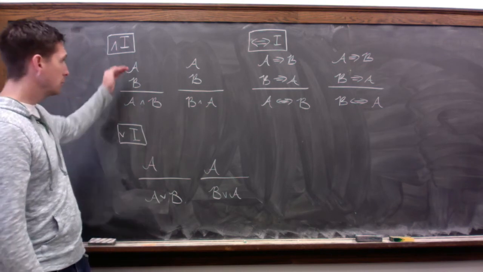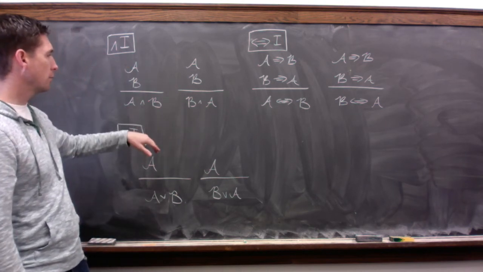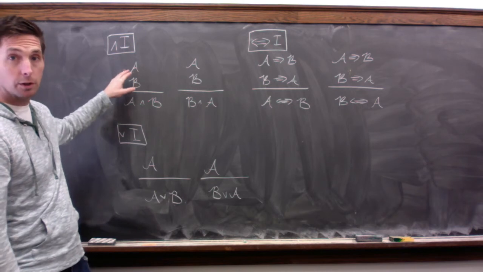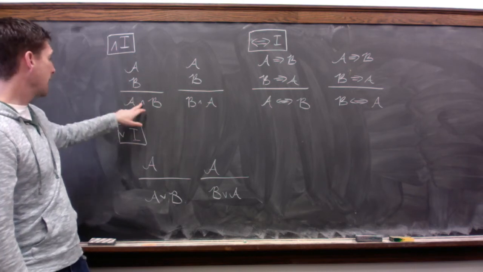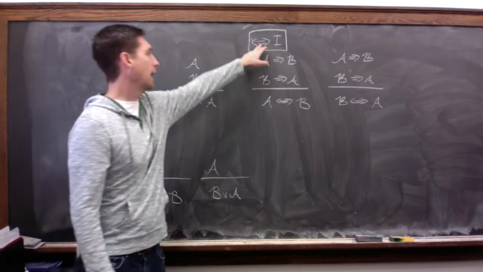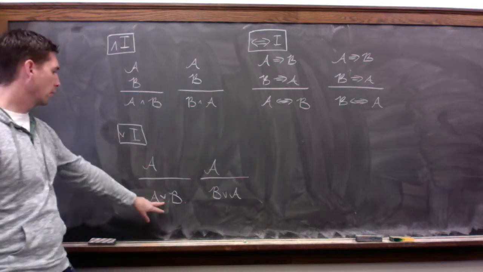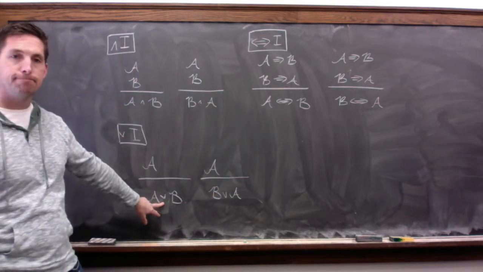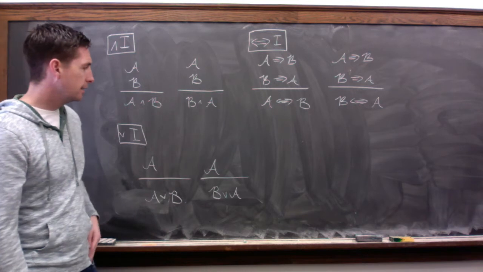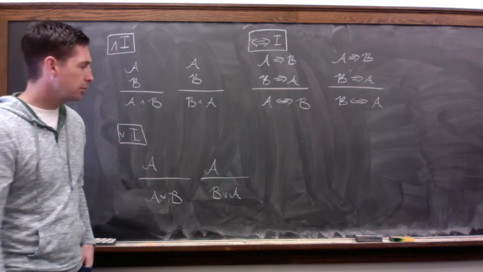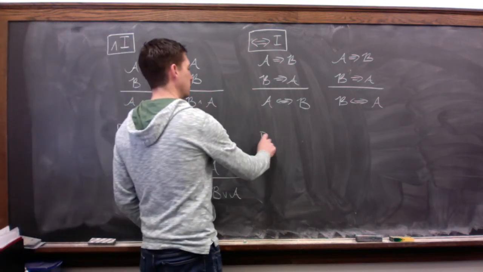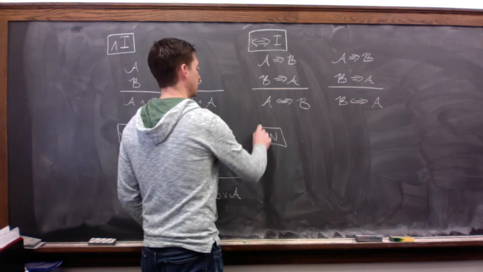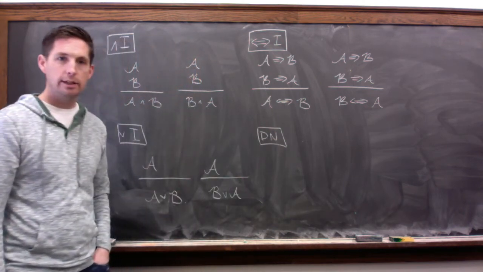So here's our three in rules. Again, they tell us how to introduce into our formula, into our proof or our derivation, either an AND formula, a biconditional formula, or an OR formula. The last rule we need is one that I gestured at in previous videos, and that's called double negation, or DN. And this works exactly how you'd think it would.